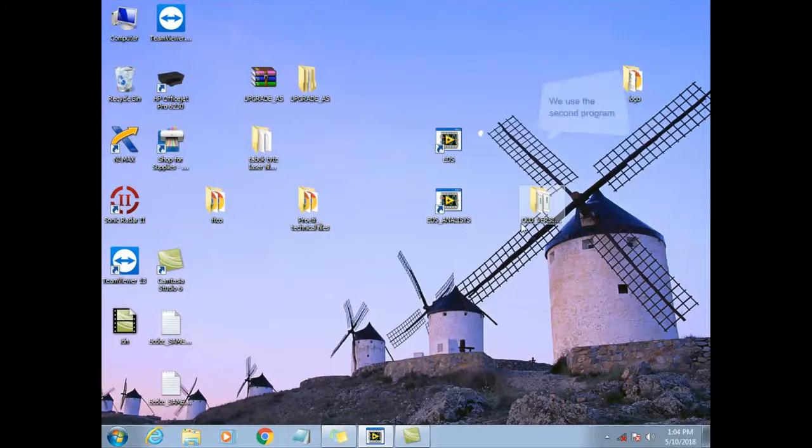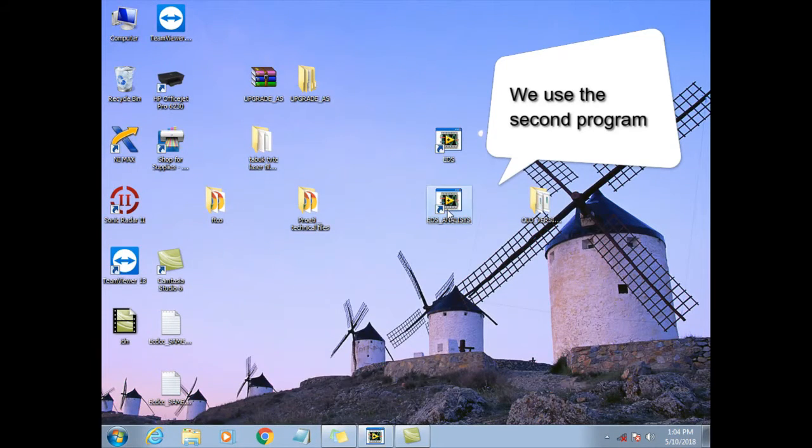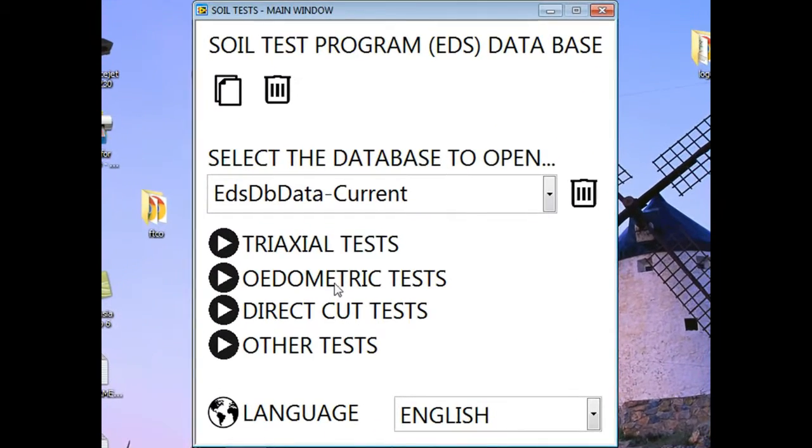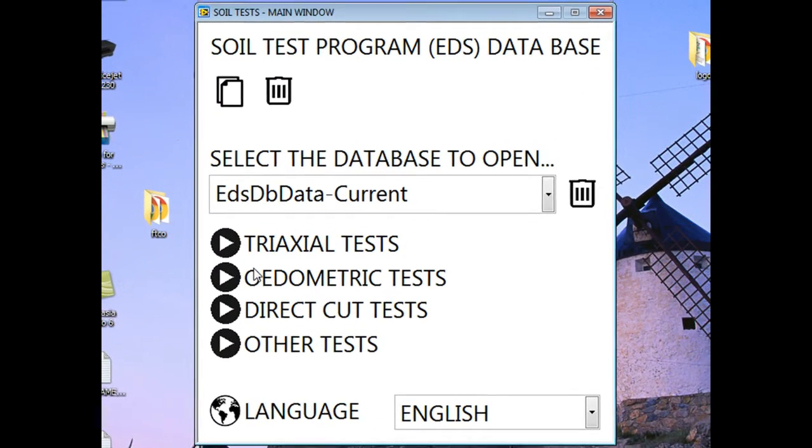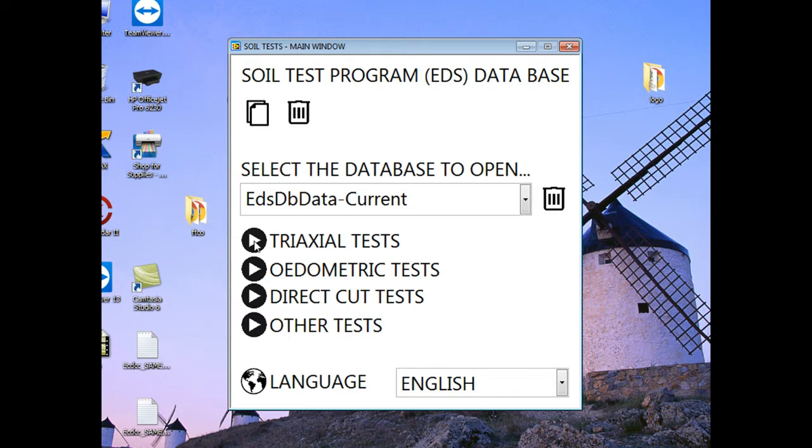We can minimize and go to analysis. As we have run a triaxial, we go to triaxial test.